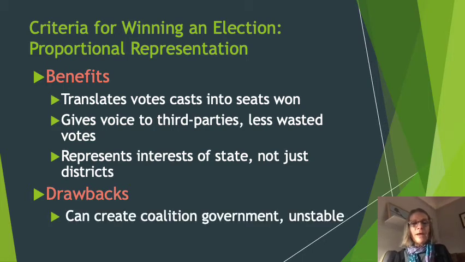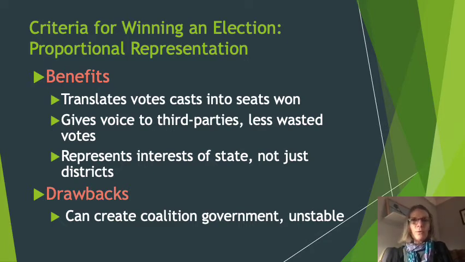Obviously, there are some drawbacks. If no one party has the majority in the House of Representatives or in the Senate, then you have to form a coalition government to get anything done, right? And so let's say that the House of Representatives was 40% Republicans, 30% Dems, 20% Libertarians, 10% Greens. You still have to have a majority of representatives to pass laws.